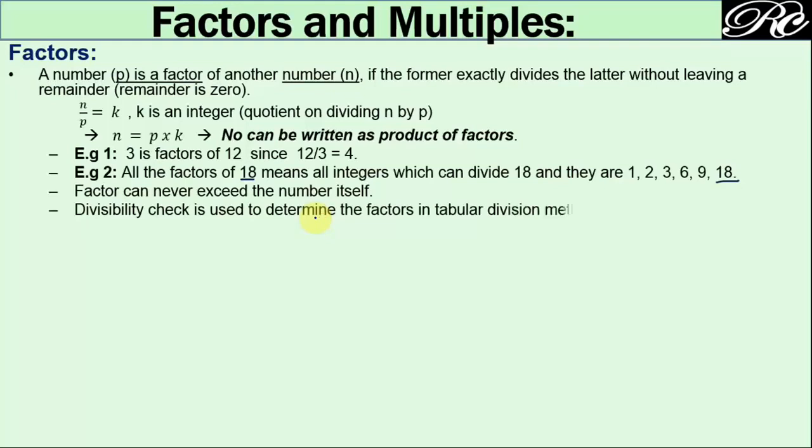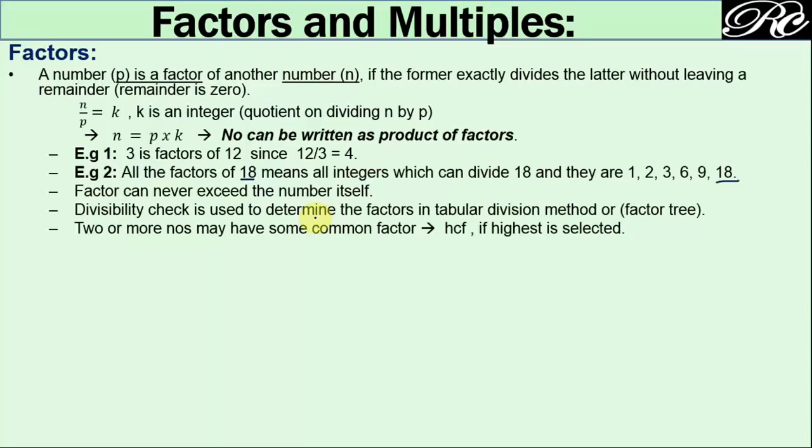So how do we identify a factor? For identifying, we check the divisibility. We find the various prime factors which can divide a given number, and then by combining these prime factors, we can get the other factors. The divisibility check can be done in the form of tabular division or through the factor tree. This we will learn. It is also possible that two or more numbers may have a common factor, and this gives the concept of HCF, the highest common factor.